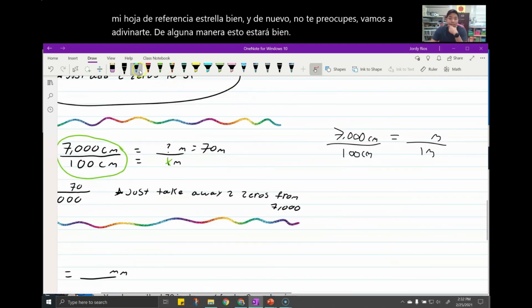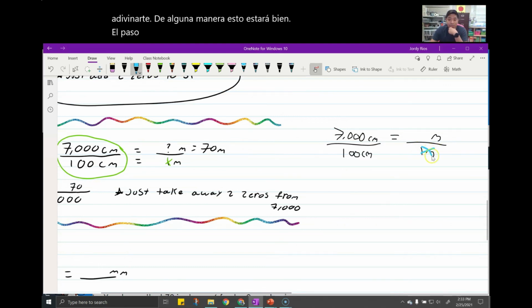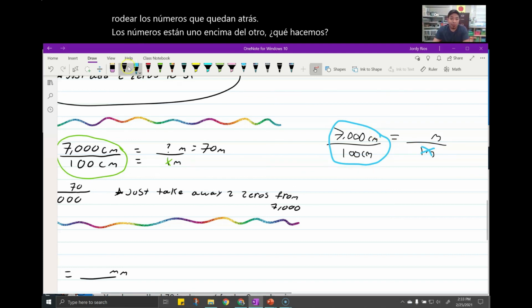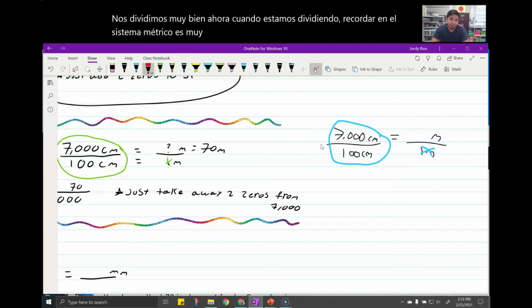Well, step 2 says, all you have to do is just cross out the 1 and then circle the numbers that are left behind. Well, the numbers are on top of each other, so what do we do? We divide. Good. Now, when we're dividing, remember, in the metric system, it's very simple because we're dealing with tens, hundreds, okay? So when you multiply, you add the zeros. What do you do when you divide? Good, you take away zeros, okay?